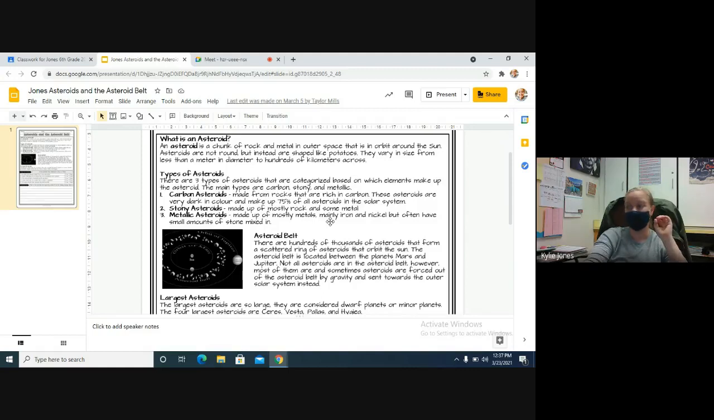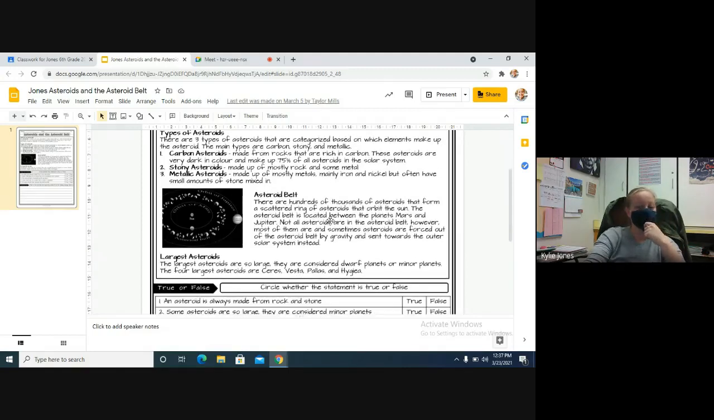Then we have the asteroid belt. There are hundreds of thousands of asteroids that form a scattered ring of asteroids that orbit the sun. The asteroid belt is located between the planets Mars and Jupiter. Not all asteroids are on the asteroid belt, however. Most of them are, and sometimes asteroids are forced out of the belt by gravity and sent towards the outer solar system instead.